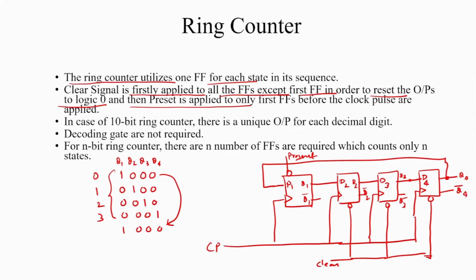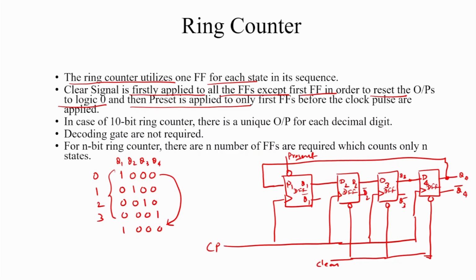This means the number of states counted by a ring counter is equal to the number of bits in that ring counter, or the number of flip flops. If there are 4 flip flops in a ring counter, it counts only 4 states. If there are 10 bits in a ring counter, it counts a total of 10 states. If there is a 15 bit ring counter, this means there are 15 flip flops. D flip flops are connected in this way. Here all are D flip flops.